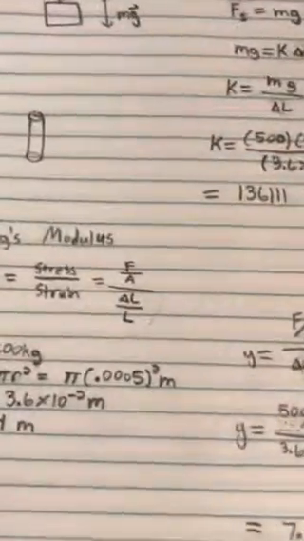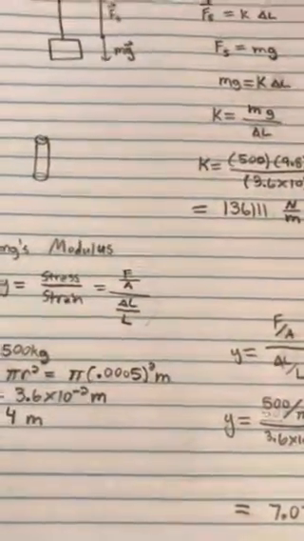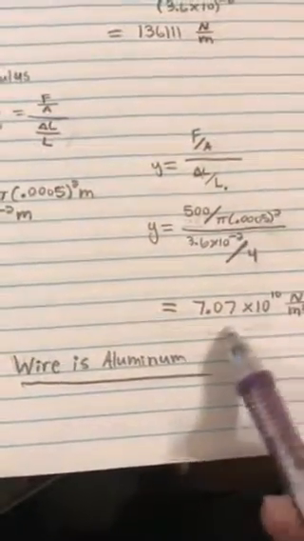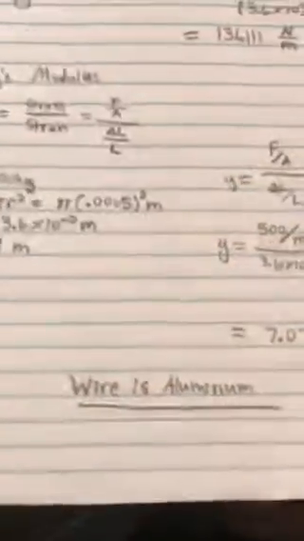Alright, and the last question asks, using Young's modulus, identify what the wire is made out of. Just look up what metal has this Young's modulus, and you figure out that it's aluminum. And that's it.